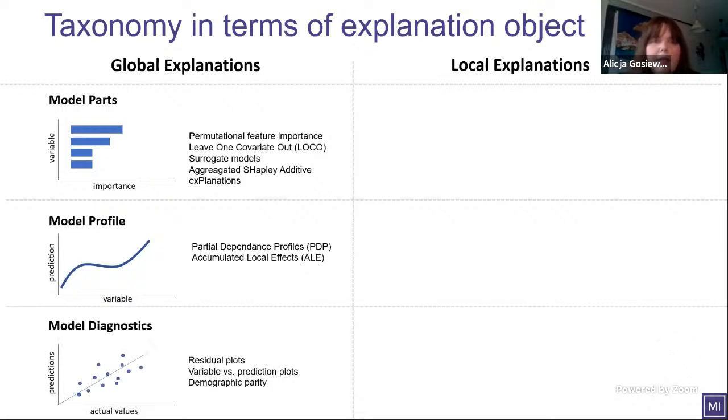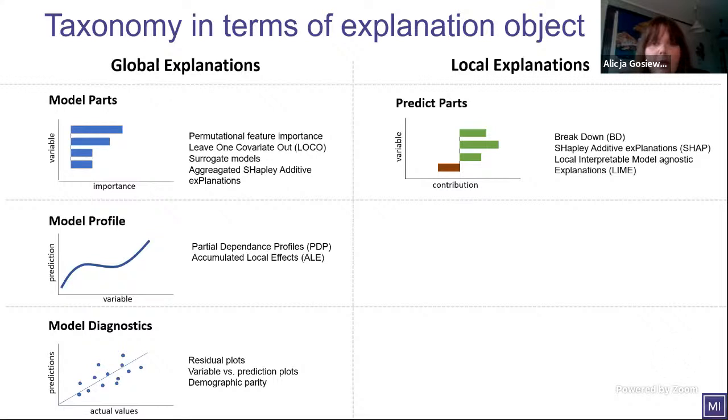And the third group, model diagnostics. These explanations can be used to evaluate the performance of a model. So there are all kinds of residual plots, but also fairness validation. So for example, some methods to assess the fairness of the model, for example, demographic parity methods. Okay, and for local explanations, we are interested in explaining what drives model predictions for one particular observation. As I said, for one particular client or a patient.